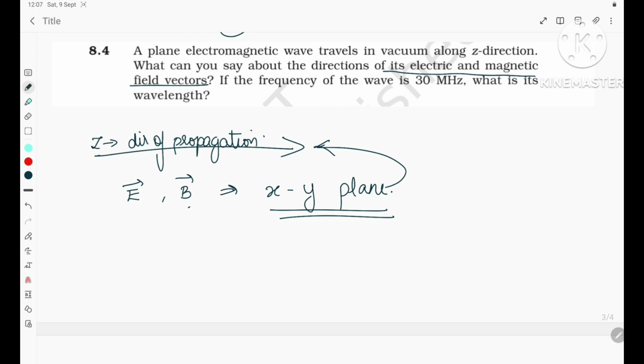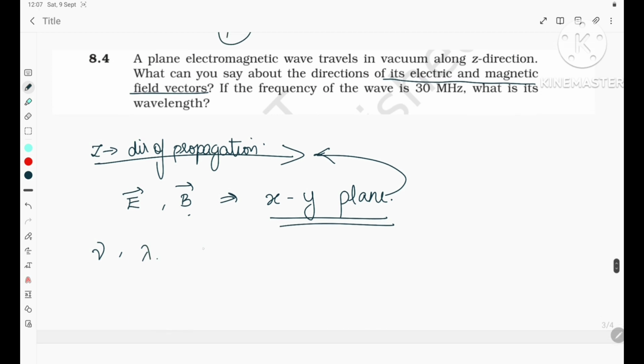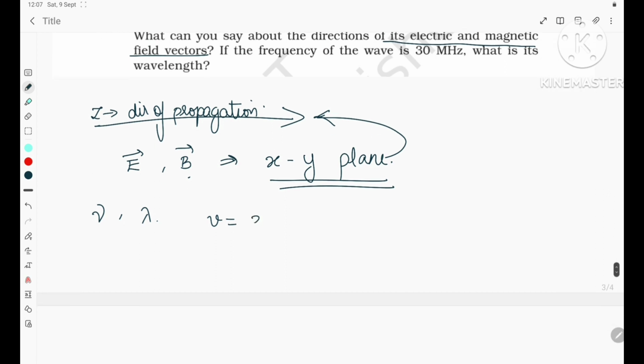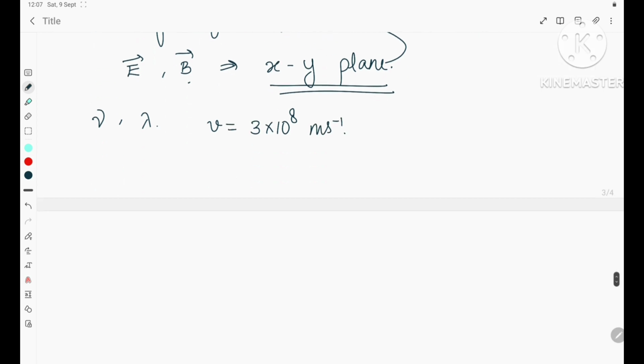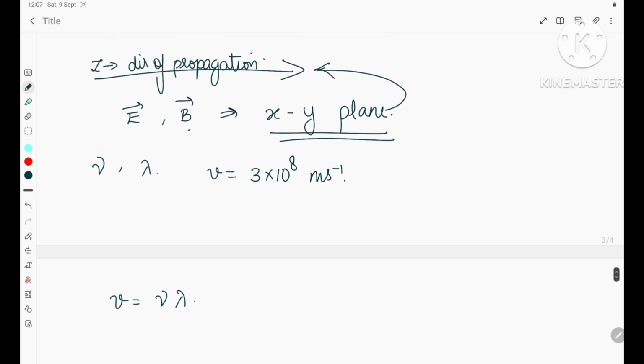And one more question is asked in the same thing. If the frequency of the wave is 30 megahertz, what is the wavelength? So they have given the frequency and they are asking for wavelength. Now we know that the speed of any electromagnetic wave will be equal to 3 into 10 to the power 8 meter per second, isn't it? So velocity is equal to frequency into lambda. So from this equation we can easily calculate its wavelength.